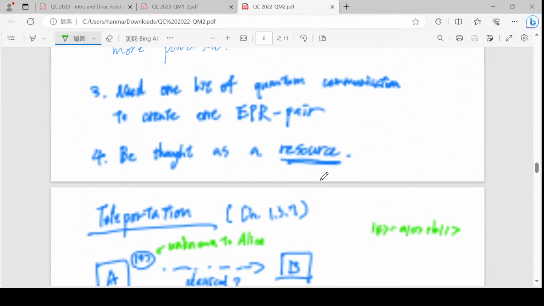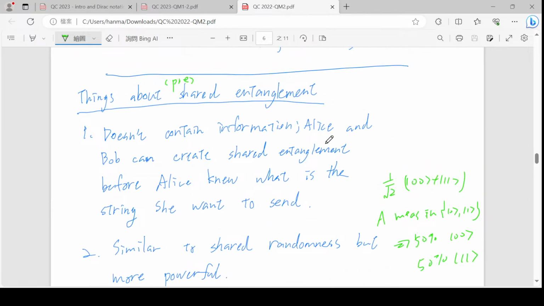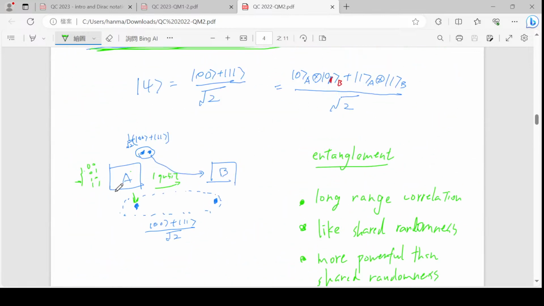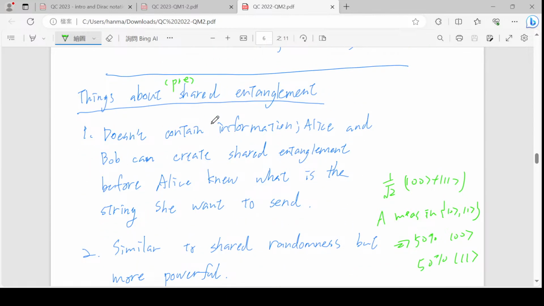Let's go back to the property we talked about, this pre-shared entanglement. Now we see this a little more carefully: it doesn't contain information. Once again, you can pre-share the entanglement beforehand. This sharing of entanglement doesn't depend on the message Alice got at all. So you can share this before you get the message, and it doesn't contain any information about the two classical bits you want to send. You can create it before Alice knows what message you want to send.